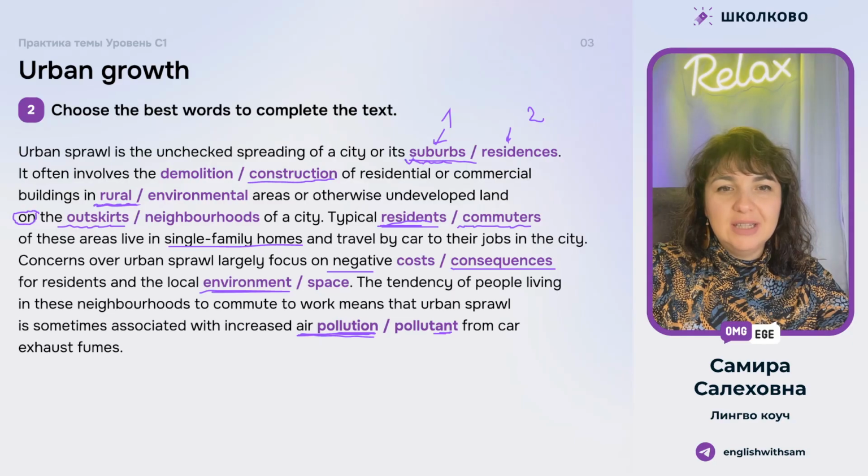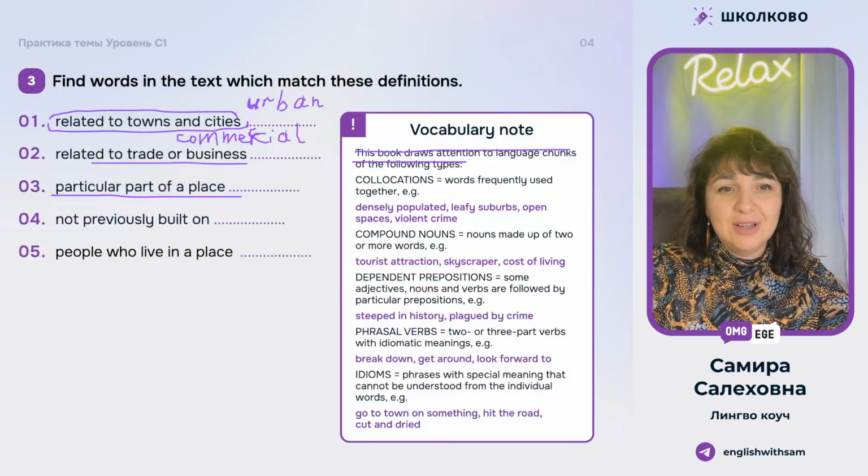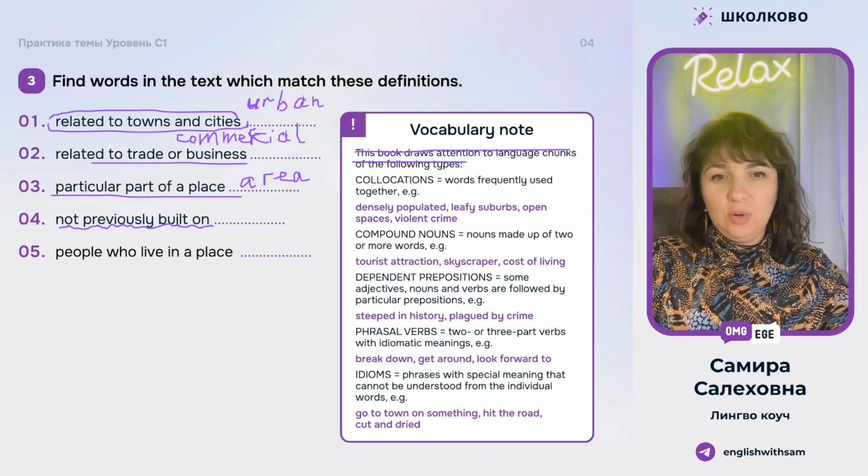Spreading of a city, suburbs, residences, demolition and construction, residential and commercial buildings, rural environmental areas. Yay, that's right. So it is about area not previously built on. Not previously built on.